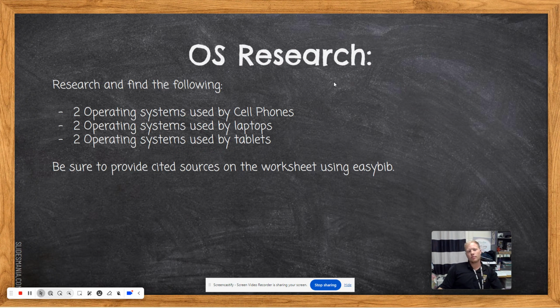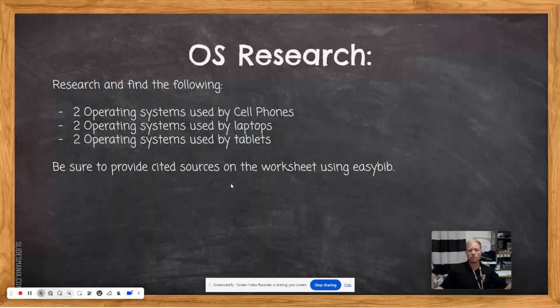Last thing you guys are going to do, you're going to do a little bit of research to finish your worksheet. You're going to research and find 2 operating systems that are used for cell phones, 2 for laptops, and 2 for tablets. Be sure to add your sources under the section here by citing your sources using EasyBib.